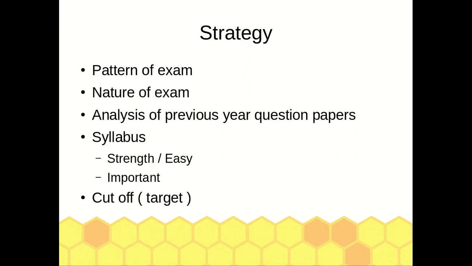The last important thing is that you have to know the cutoff in general and how much it varies year by year, and from that you set your target. If the merit is 100 out of 200, then you have to set a little higher target. Whenever I studied, I set my target to 105, and then I started to study. So according to your subject and the cutoff, you set your target.